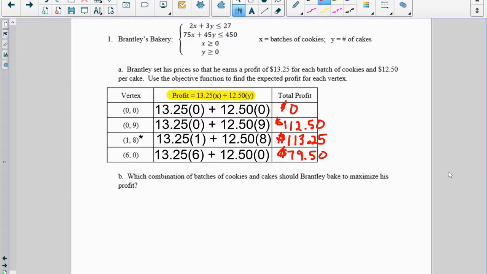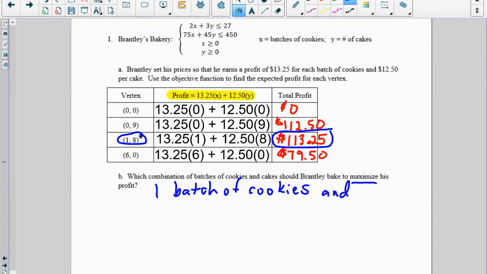That's how much his profit is. So which one of these combinations is going to help him maximize his profit? In other words, which one's the biggest number? Which one's the highest value? Well, $113.25 is higher than the $112.50. So the maximum profit of $113.25 would happen when he sells, because remember that this comes from 1, 8, 1 batch of cookies and 8 cakes.